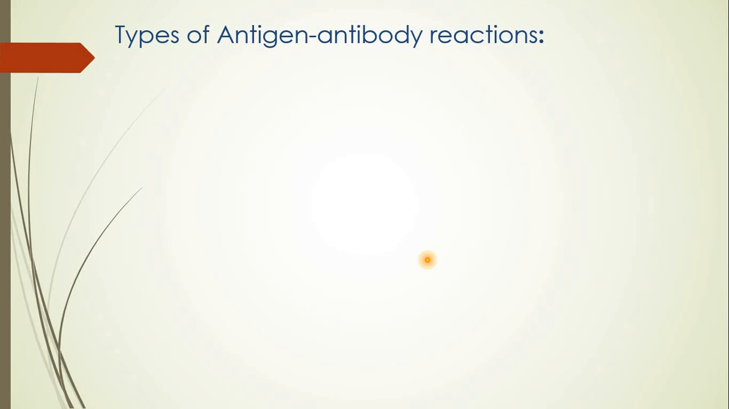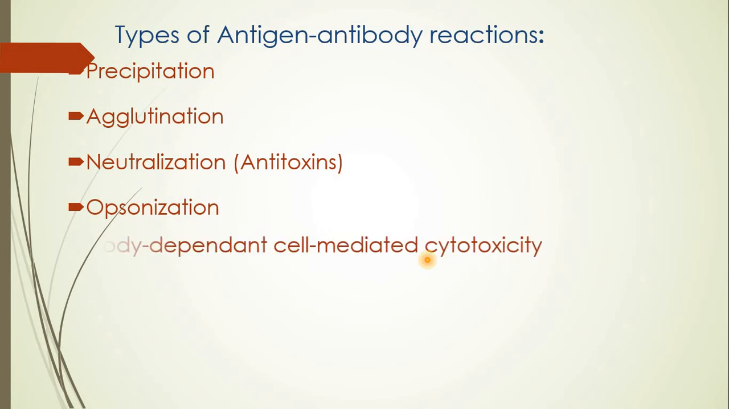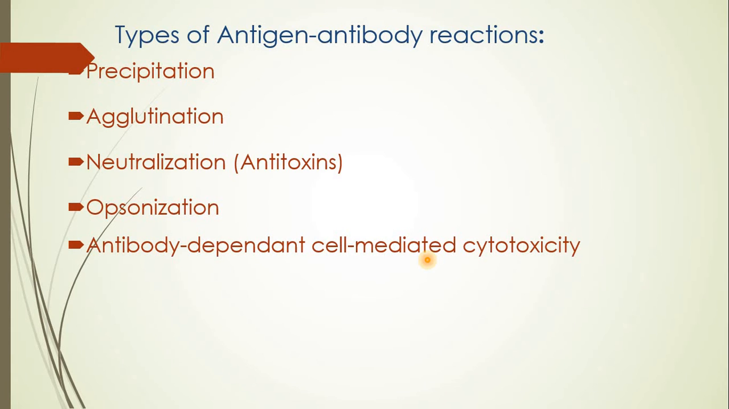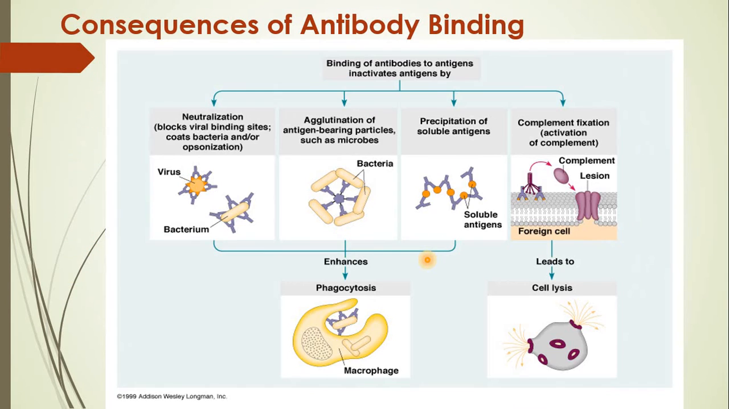Now let us see what are the different types of antigen antibody reactions. They are precipitation, agglutination, neutralization, opsonization, antibody dependent cell mediated cytotoxicity, which is also called ADCC, and the fifth one is complement activation, the membrane attack complex. Now this is the pictorial representation of antigen antibody reaction. Just now as I have said, it could be neutralization, agglutination, precipitation or complement fixation.